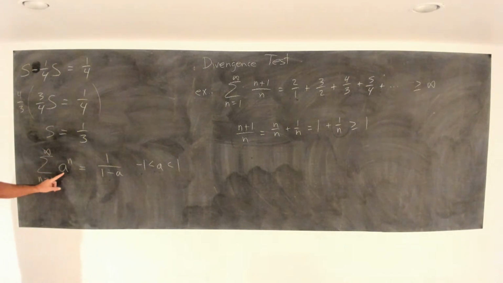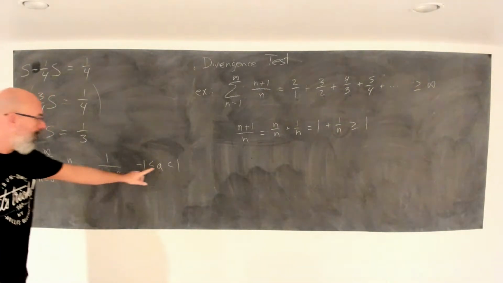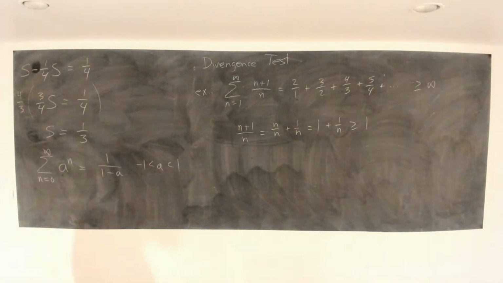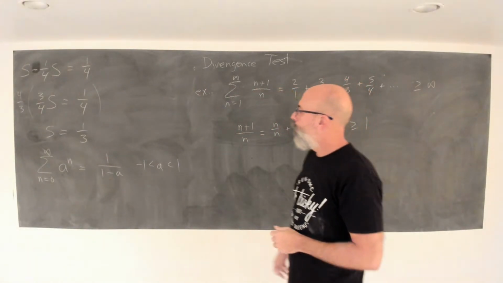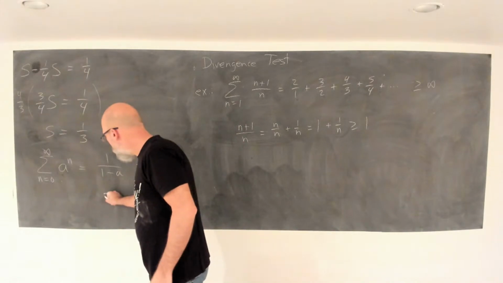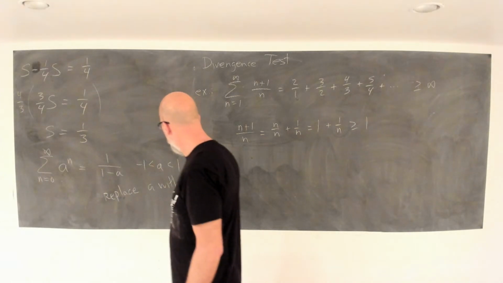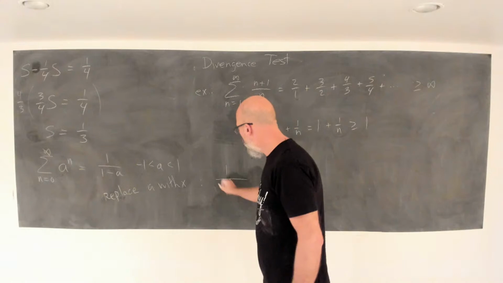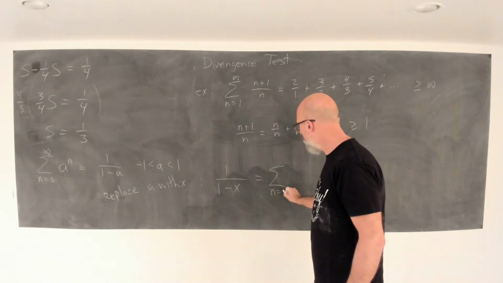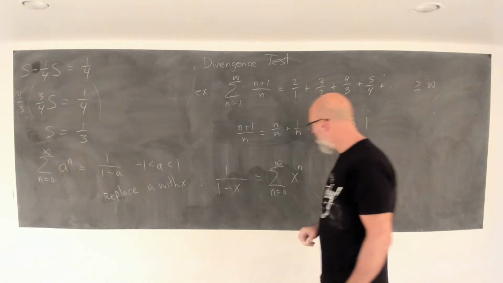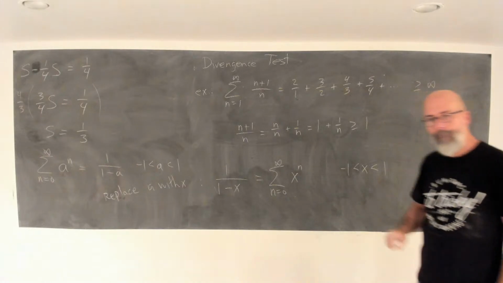But in the geometric series, if you are restricting your attention to a fraction, then you're fine. Everything works as it should. I left you with the observation that if we replace A with X, what do we get? We get that the function 1 over 1 minus X is equal to this sum of X to the n. And this is true for any X between -1 and 1.